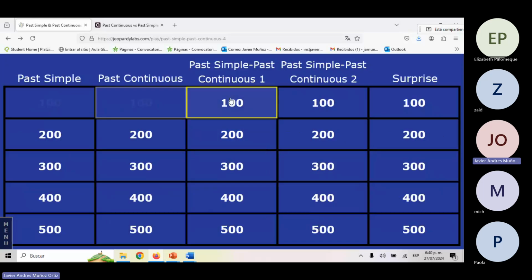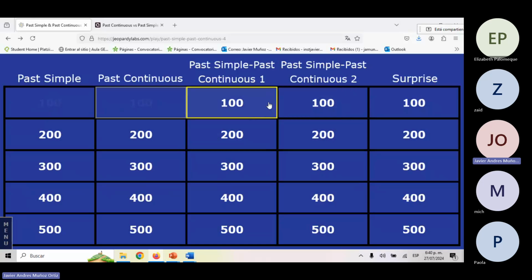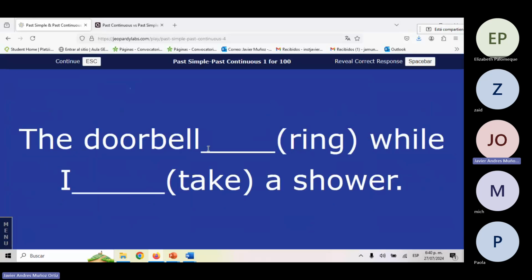Past continuous or past simple. So you're going to find mixed questions. They can be past simple or they can be past continuous. So you have to figure out which one it is. So the doorbell while I a shower. El timbre mientras yo una ducha. In this case, we have to use past simple and past continuous, right?